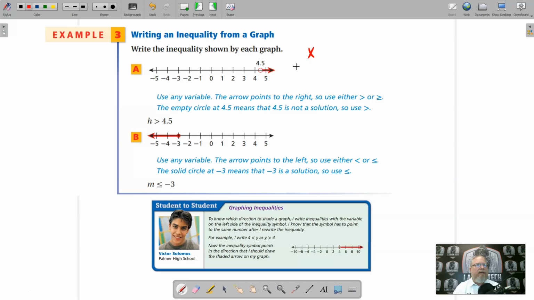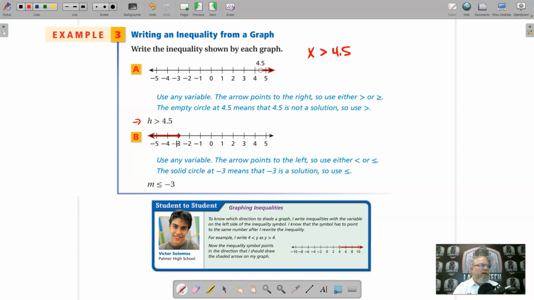So X, in this case, is greater than, is it open dot or closed dot, right? Well, it happens to be open, so the equality concept is not there, meaning that 4.5 cannot be part of the solution of the inequality. That's a lot of words. And our value is 4.5. So x is greater than 4.5, and we see that they used h.